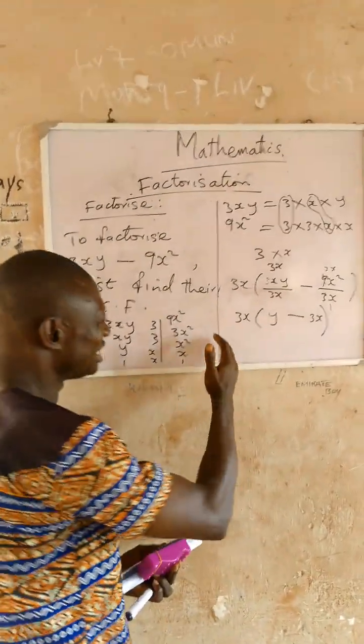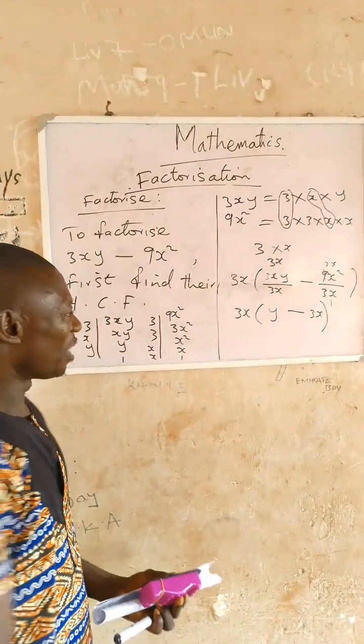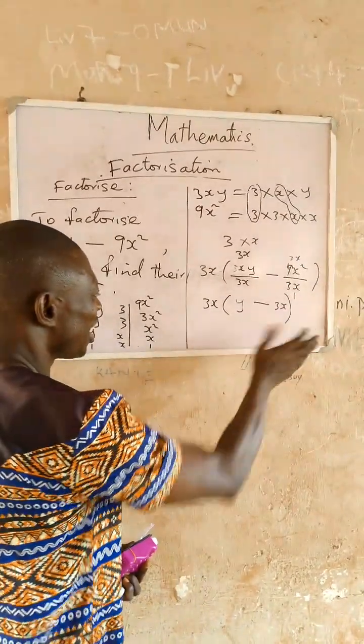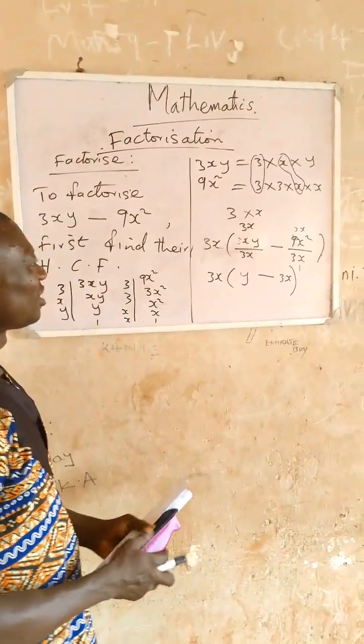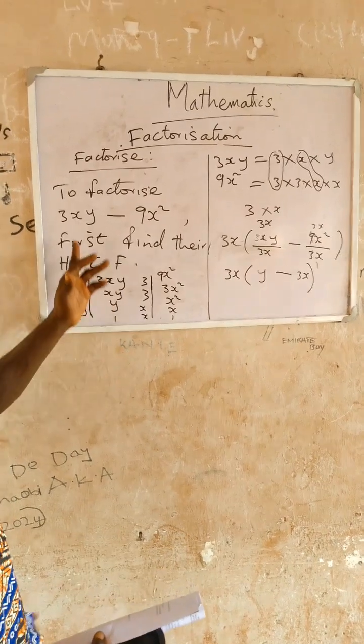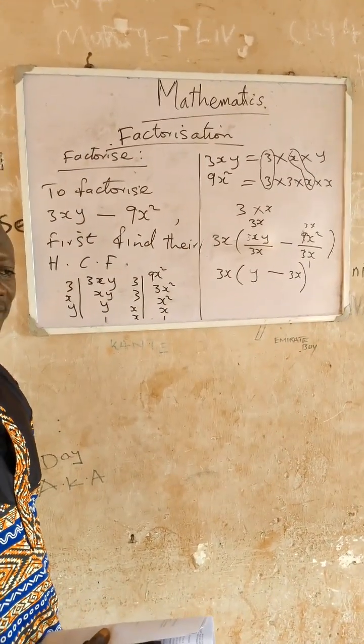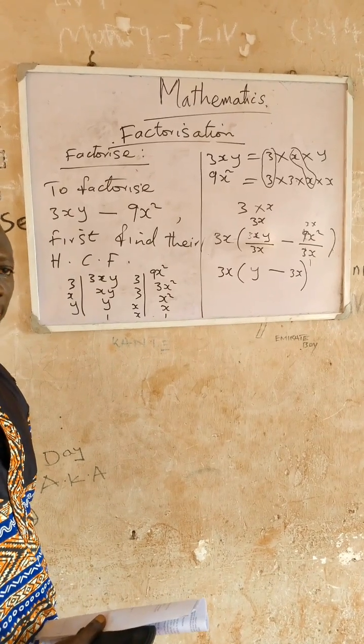Then, this is our last answer. We have the answer as 3x(y minus 3x) as our last answer. That is the factorized expression of this question. We factorize it to get this. Is that okay?